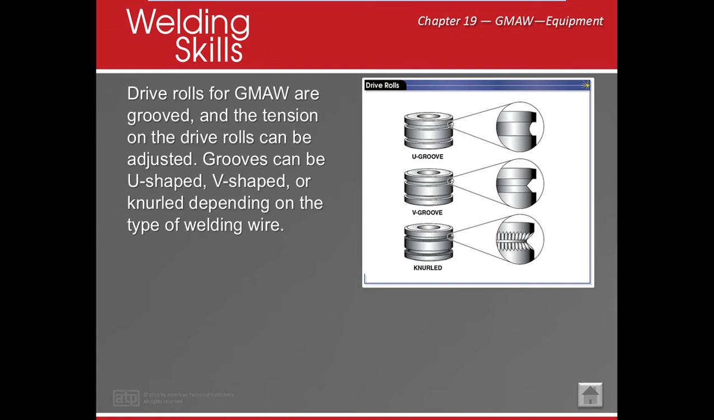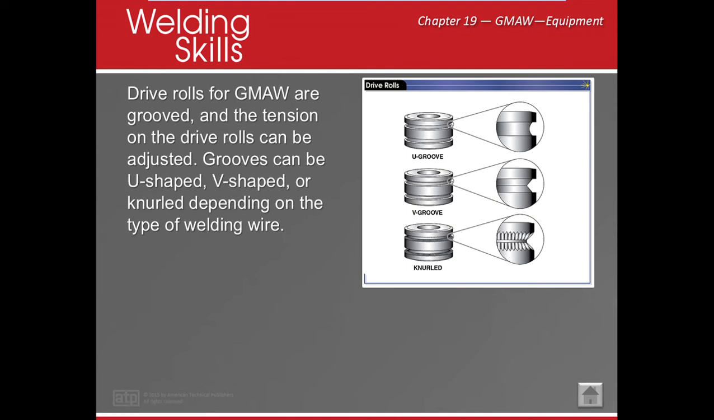Since flux wire is tubular, which means the wire is on the outside and the flux is in the middle, it can be crushed. So we want to make sure that we use a knurled roller so we don't have to put so much pressure on it. And those little knurls right here kind of grab the wire.